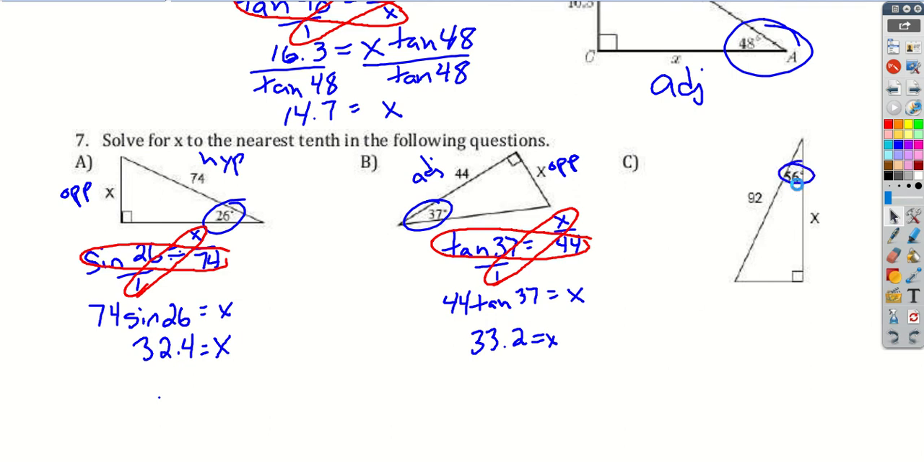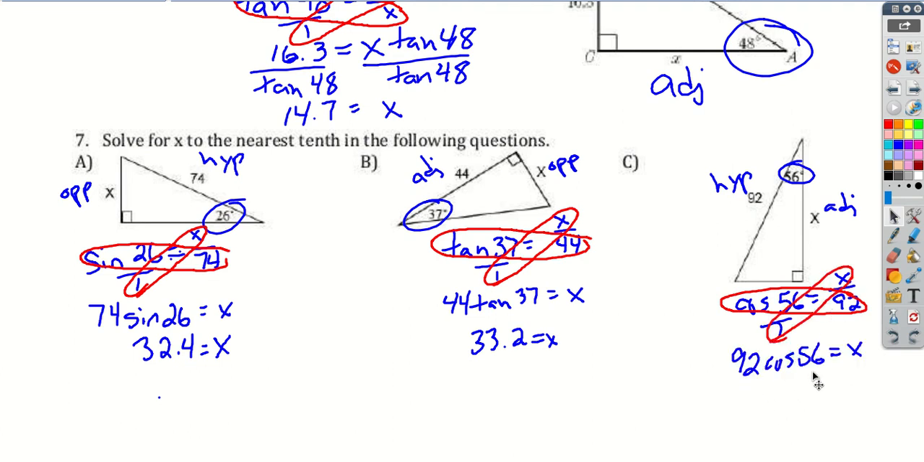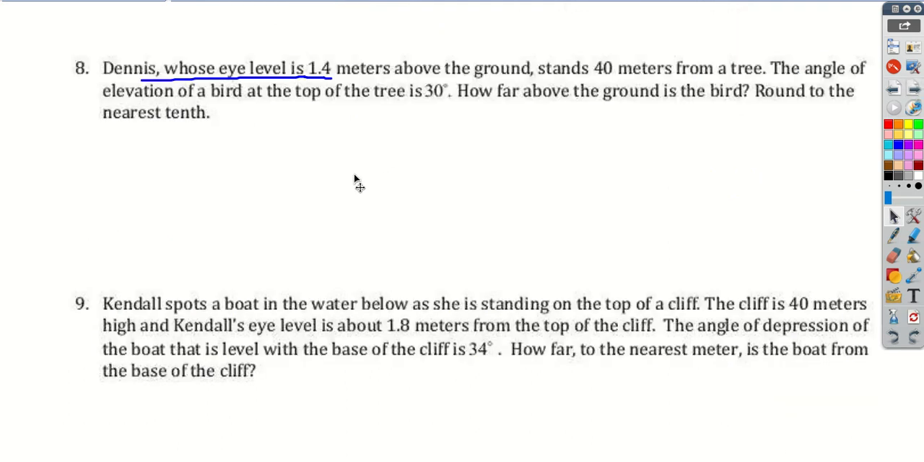And the last one, once again, our angle is here. So we have the hypotenuse and the adjacent. So we're going to use cosine. And that's equal to the adjacent, which is x, over the hypotenuse of 92. We're going to go ahead and cross multiply, once again, because x is in the ratio side. So 92 times the cosine of 56, 1 times x, gives me 92 cosine 56. And then we just type that in the calculator, nearest tenth, 51.4.